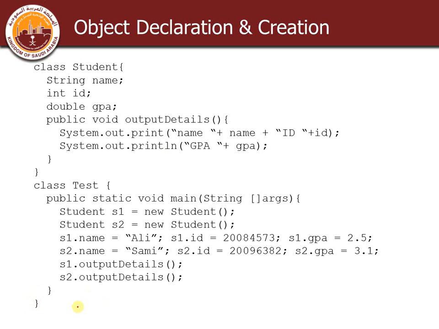So in this example over here, you have a class. Do you realize that you have two classes in this one? You have a class Student and a class Test. In the class Student, you just declared the instance variables, and then the one method that is going to display something, this is the name, and this is the ID, and so on.